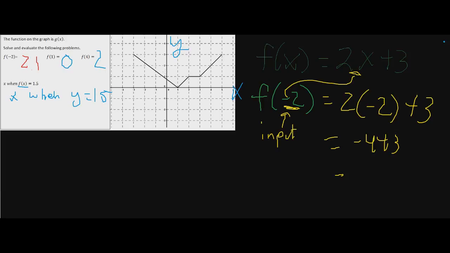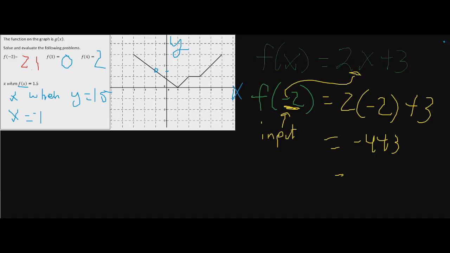So if I look over here, right in this area is where my y value is 1.5. Now I'm going to look at my graph, my function, and see where on this function my y value is 1.5. Right here at this point, at x equals negative 1, my y value is 1.5, which is what I was looking for. And so one of my answers is x equals negative 1.